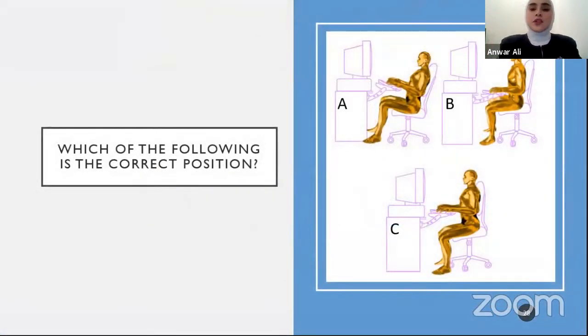So I'll be asking questions. Please, if you know the answer, or you think you know the answer, that's fine. There are no wrong answers. Please raise your hand or share the answer with me. So which of the following is the correct position? Do you think all of them are correct, all of them are wrong, or is there a mix between right and wrong?